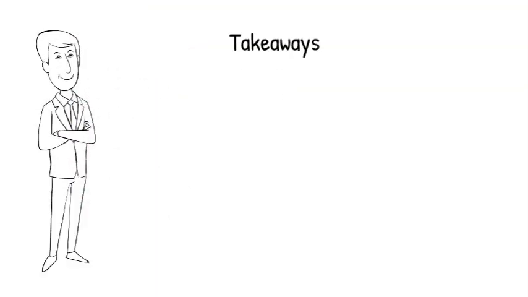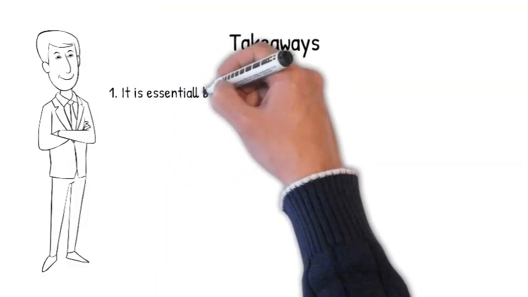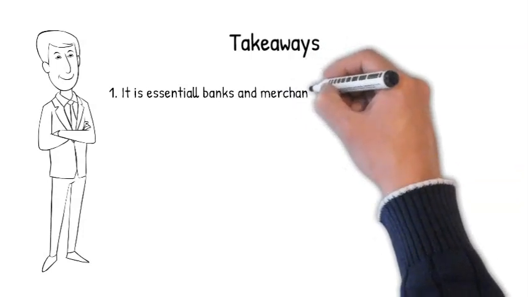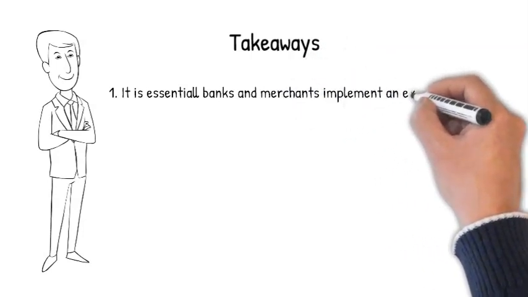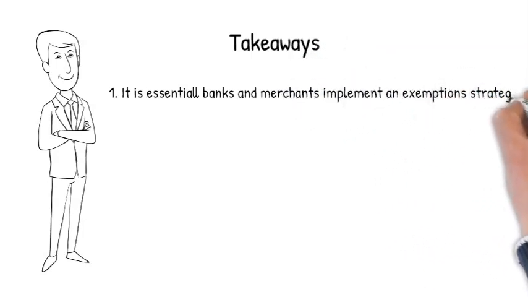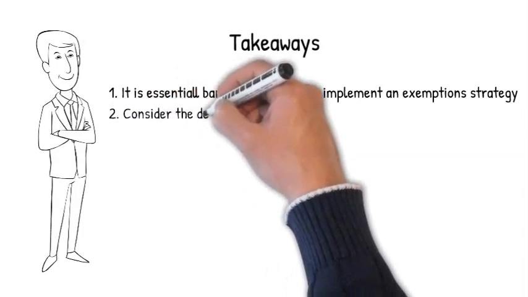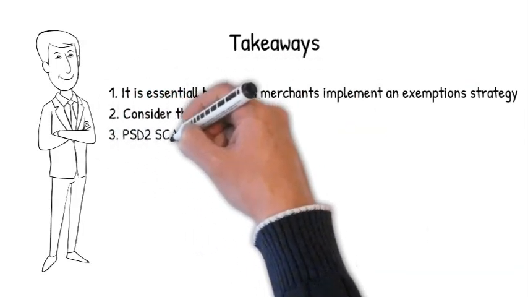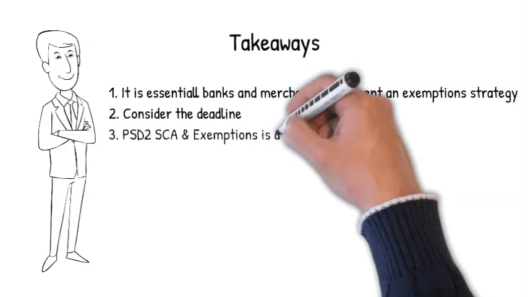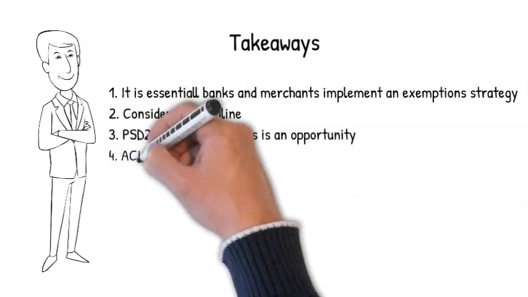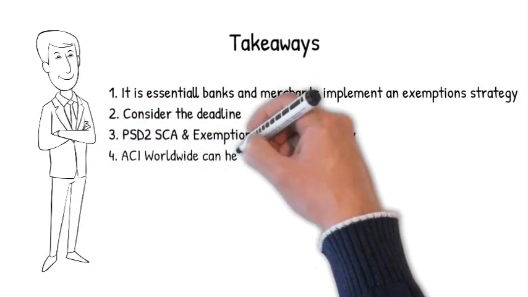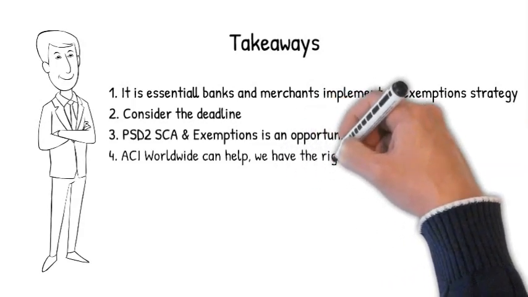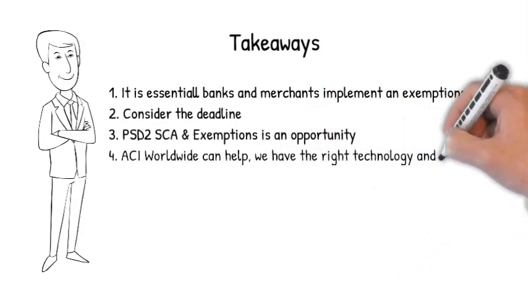Finally, it is essential banks and merchants implement an exemption strategy for consumer experience. The deadline is approaching, so consider acting sooner rather than later. Remember, PSD2 SCA and exemptions, if handled correctly, is a good thing. It's an opportunity for your organization to differentiate and win business. ACI can help by implementing the right technology and guiding you with our expertise.